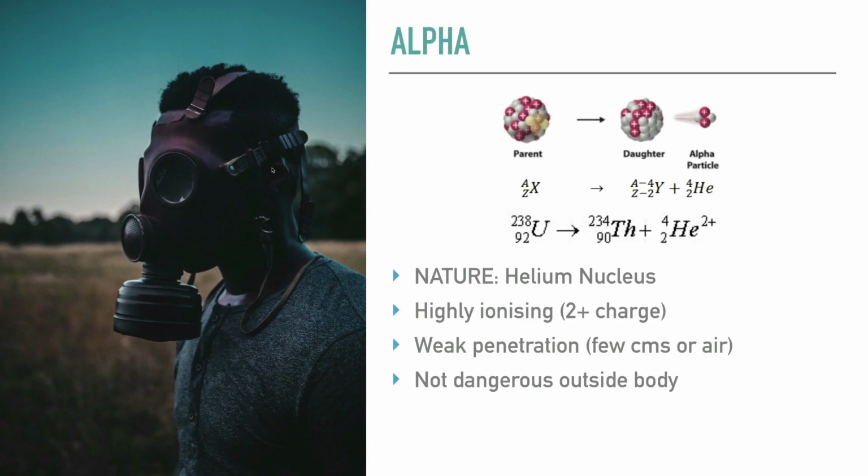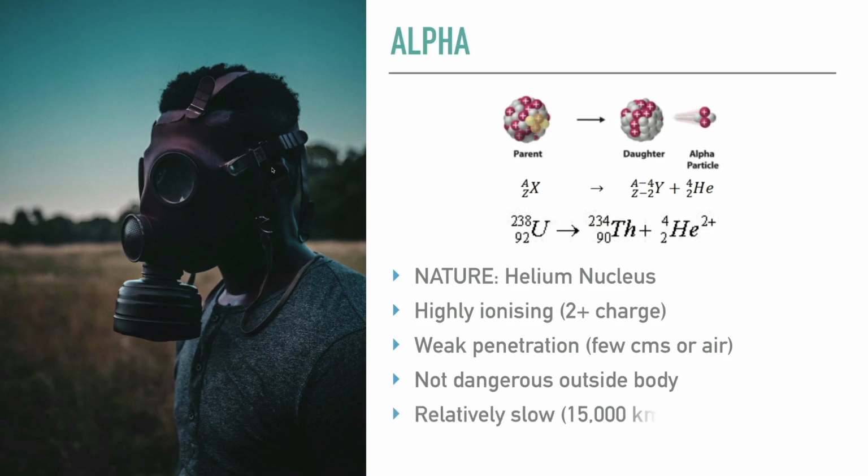However, if you ingest alpha radiation, so if you take it inside your body, which is what they think these Russian spies have done, then it is highly ionizing and it's extremely dangerous. So my advice to you is do not ingest any alpha radiation.